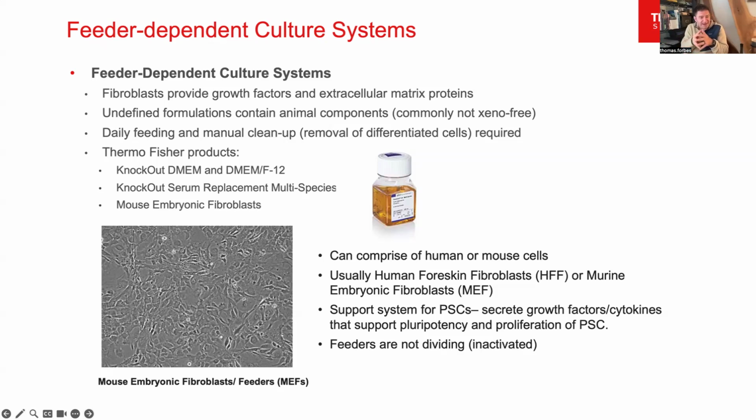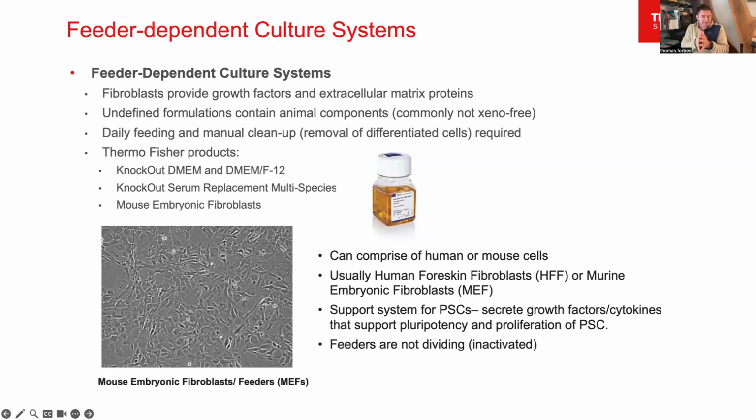And what that enables them to do is secrete things like different growth factors and cytokines, which help enable crucial cellular functions, things like pluripotency and proliferation, and serve really as a nice support system or network for the pluripotent stem cells to grow on top of. This was super important pioneering work, I would say, that laid an important foundation for the development of a lot of PSC culture systems that we use today.